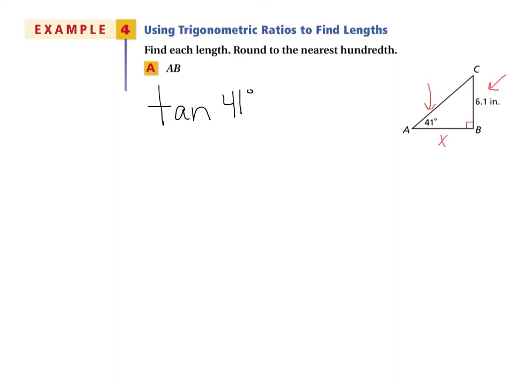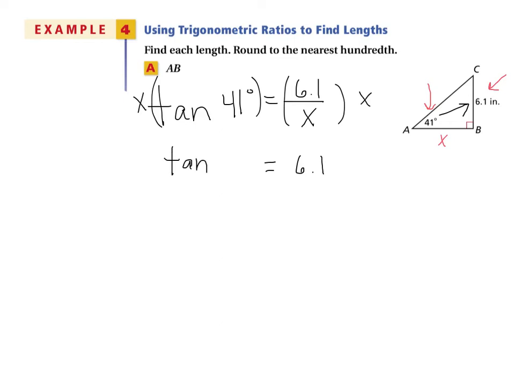Tangent of 41 degrees equals the opposite side, and that would be 6 1/10, divided by the adjacent side, which is x. Now, I need to solve for x. So to solve for x, you would first multiply both sides by x. You're just going to use inverse operations here. So that would give me tangent of 41 degrees times x equals 6.1.